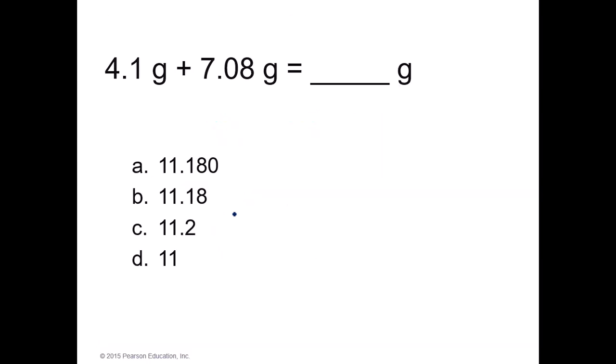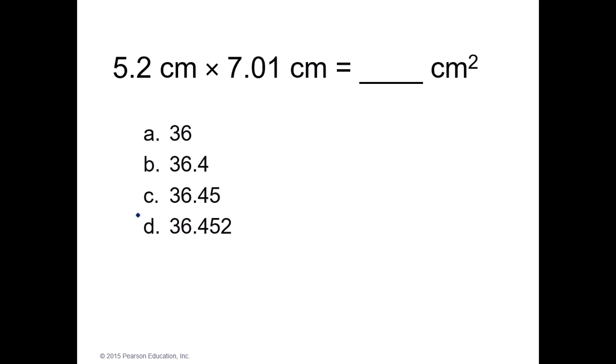Okay, so 4.1 grams plus 7.08 grams. What would be the correct value to report? Pause the video, think about it, come back. We are adding, so we want to look at the least number of decimal places. So 1 versus 2, so our answer should have just 1. So our answer should be C.